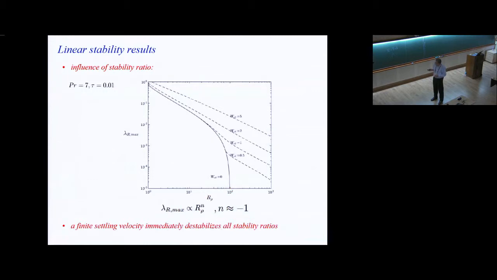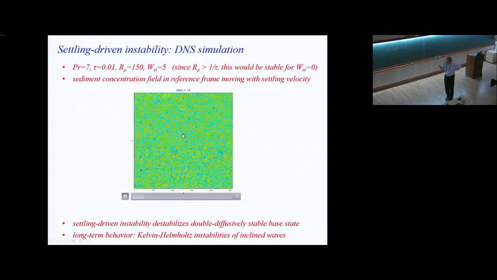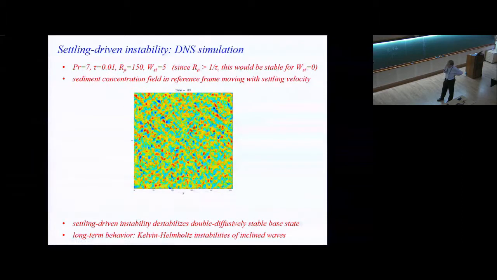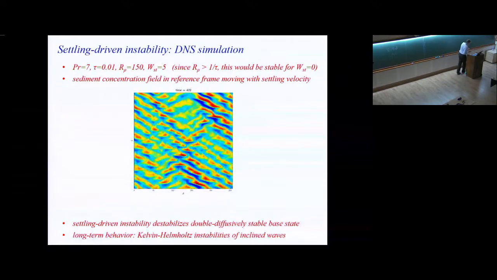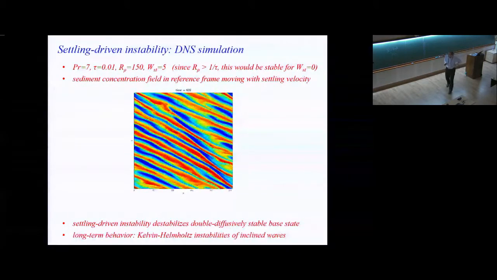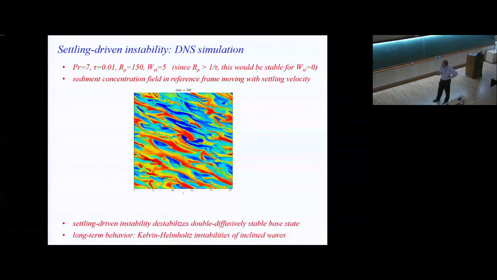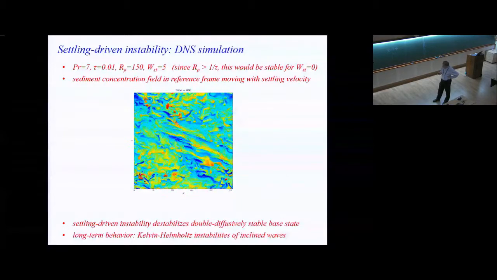I won't be going into these details. Let me just show you this movie. So this is again now a situation that would be linearly stable if there was no settling. But with the settling, a strong instability develops, and then secondary instabilities, and so we see quite vigorous turbulence.